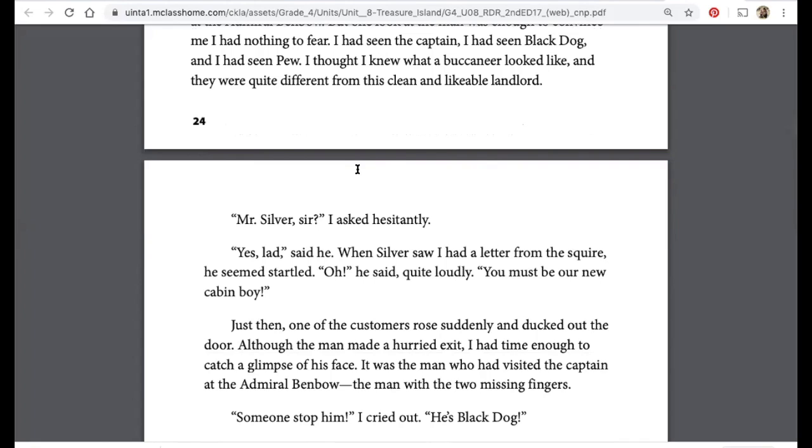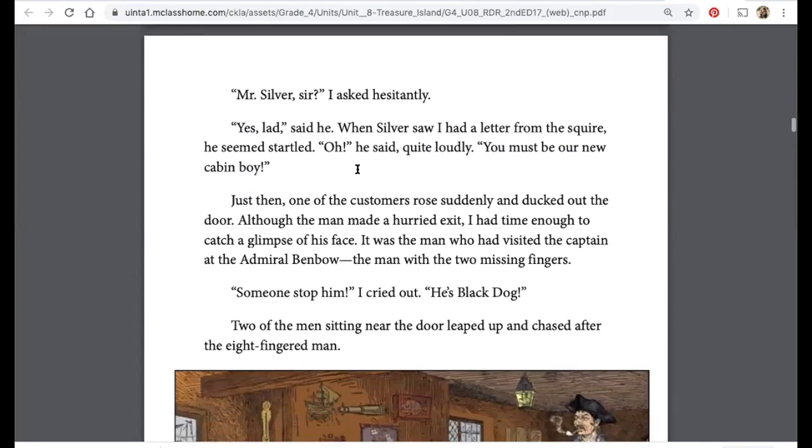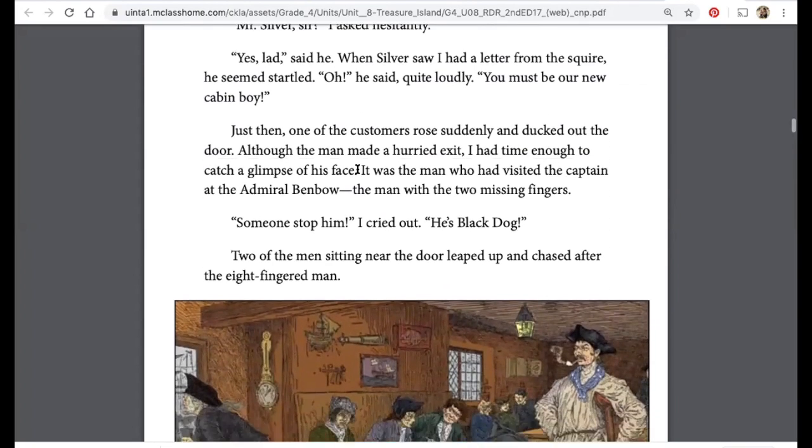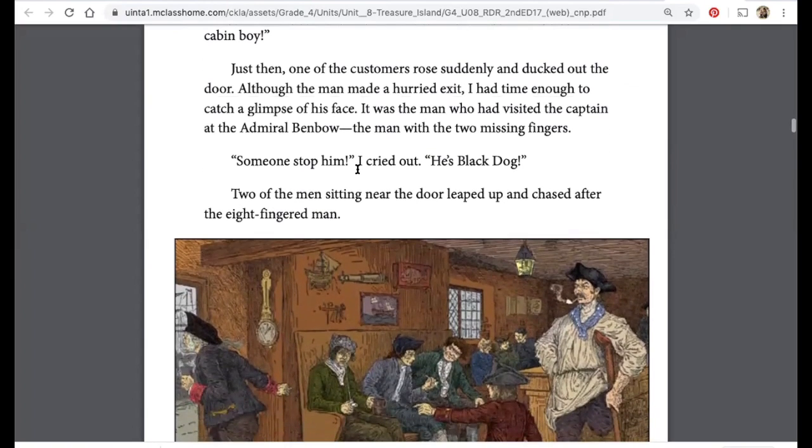Mr. Silver, sir? I asked hesitantly. Yes, lad, said he. When Silver saw I had a letter from the squire, he seemed startled. Oh, he said quite loudly, you must be our new cabin boy. Just then, one of the customers rose suddenly and ducked out the door. Although the man made a hurried exit, I had time enough to catch a glimpse of his face. It was a man who had visited the captain at the Admiral Benbow, the man with the 2 missing fingers.